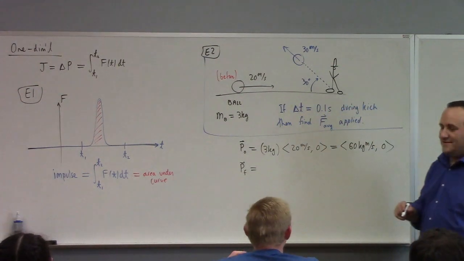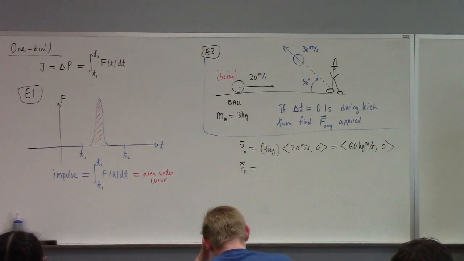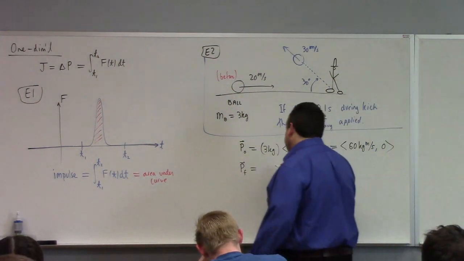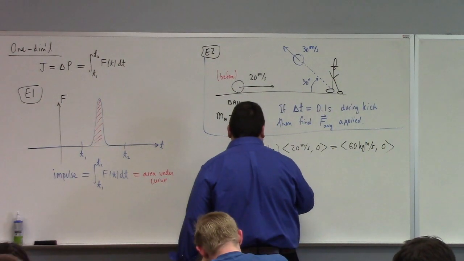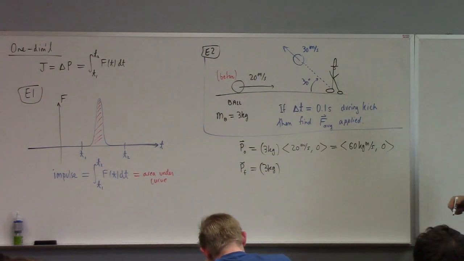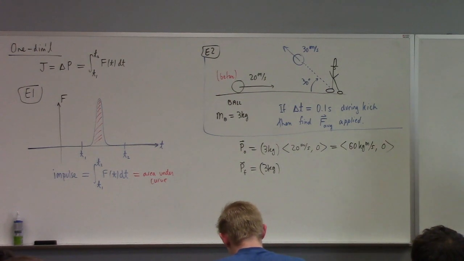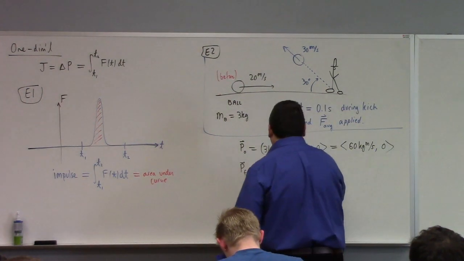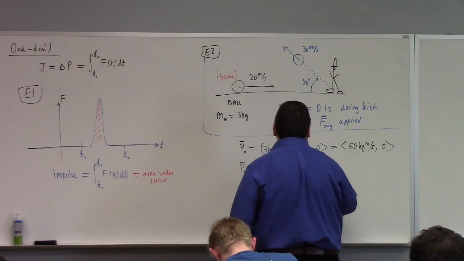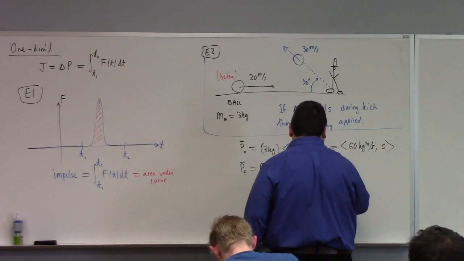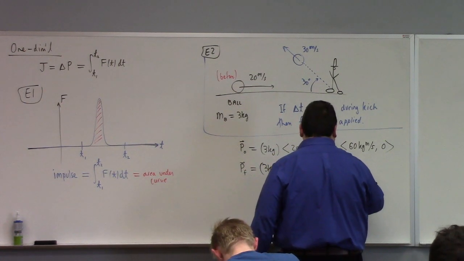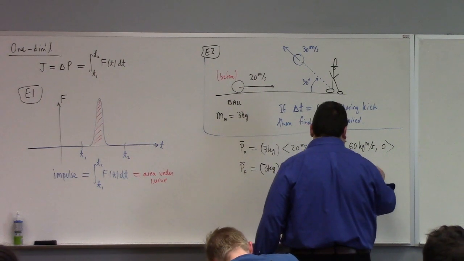So the final momentum. The mass of the ball is the same, so 3 kilograms. Can you guys help me out? What would the formula be for the velocity final? Gotta do some trigonometry here, right? So we've got, looks like, minus 30 meters per second times what? Cos 30? And then 30 meters per second times the sine of 30.